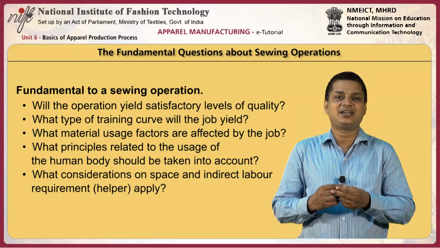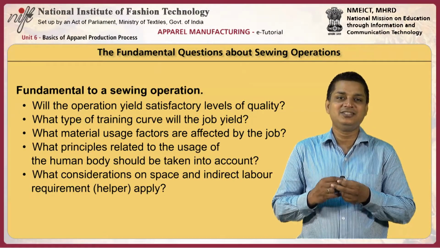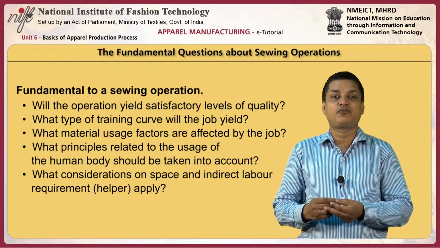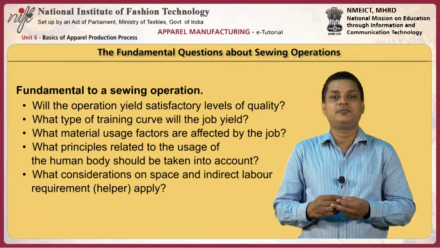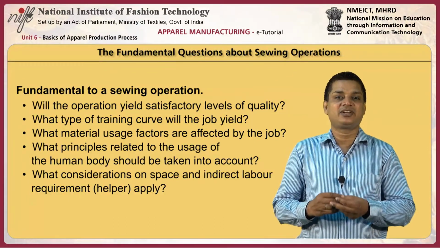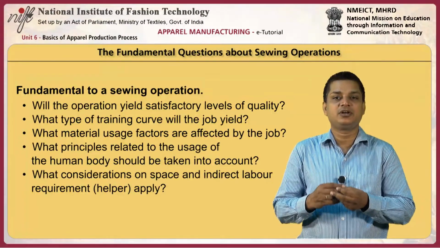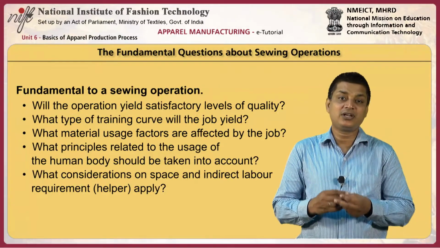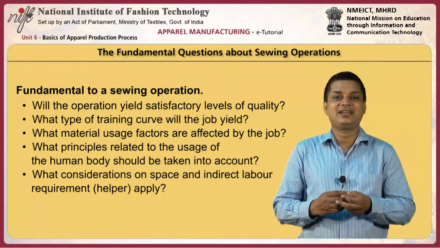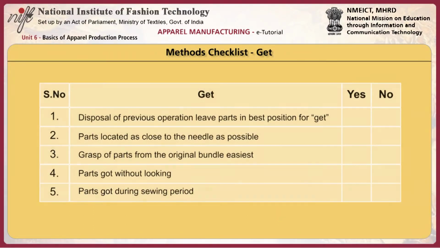Other questions that are fundamental to a sewing operation are: will the operation yield a satisfactory level of quality? What type of training curve will the job yield? What material usage factors are affected by the job? What principles related to the use of the human body should be taken into account? What considerations on space and indirect labor requirements, such as helpers, apply? This list can be used to check items used during a sewing operation.